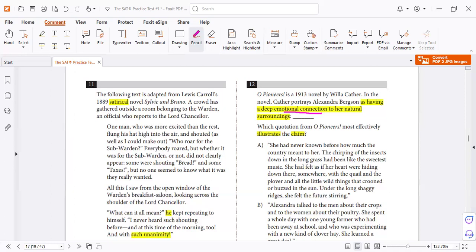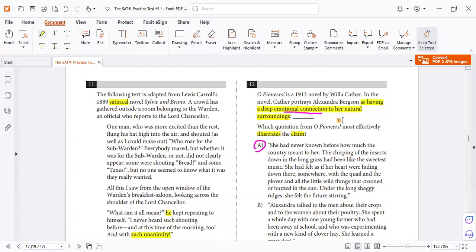Is it letter A? Letter A. I think it is correct. Yes, we need to find the evidence.